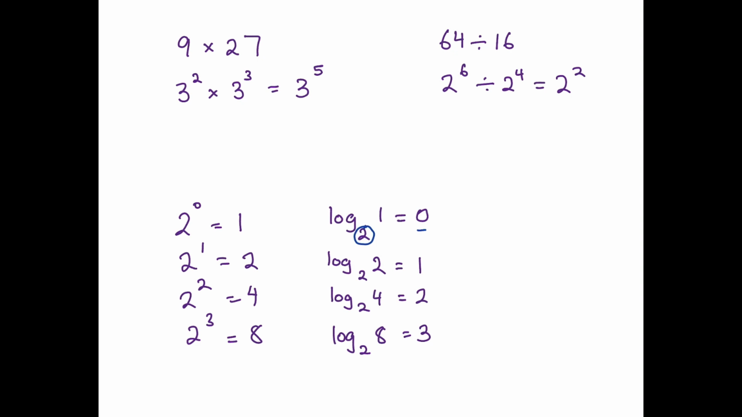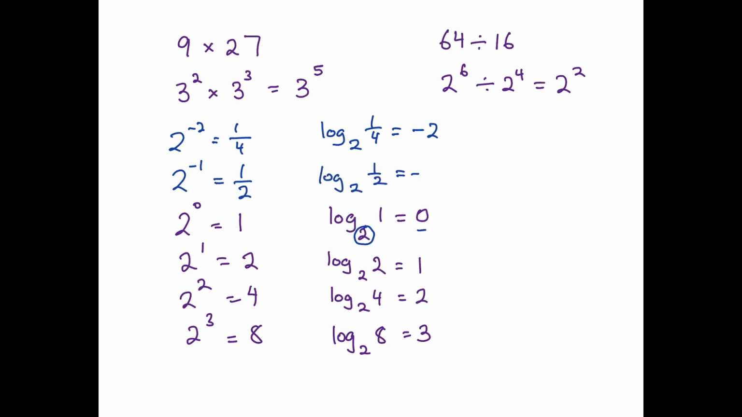Well, you might now ask, what about negative powers? The good news is, you can also write this in terms of logarithms. So, you can say that 2 to the power minus 1 is a half, and 2 to the power minus 2 is a quarter, and so on. So we just use the same theory here, and we say that log base 2 of a quarter equals minus 2, and log base 2 of a half equals minus 1.